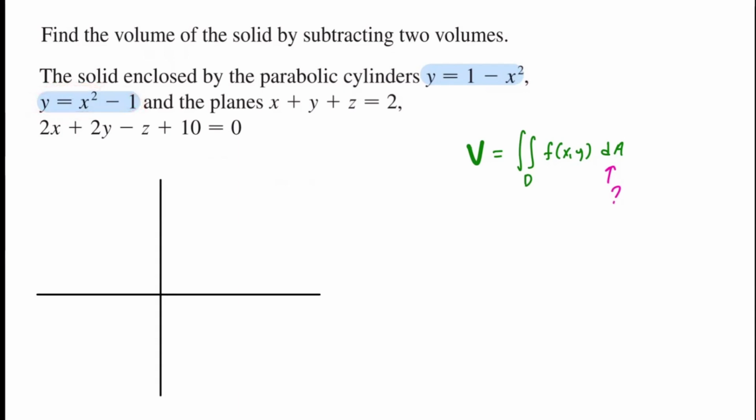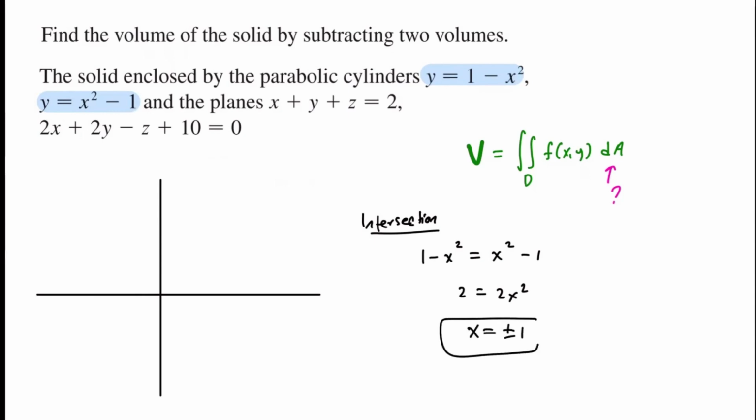Now, before I do that, I also think it'll be best if we find the intersection of the two parabolas. We set them equal to each other. So we have 1 minus x squared is equal to x squared minus 1. So I'm trying to figure out what is the intersection, so when I draw, I know exactly how to draw that. So let's add 2x squared on both sides. So we have 2x squared, and then add 1 to both sides. We have 2, which means x is equal to plus or minus 1. So that is the x-coordinate of the intersection.